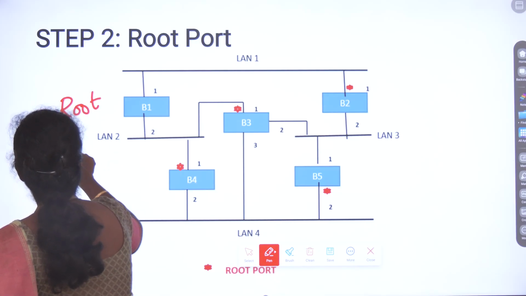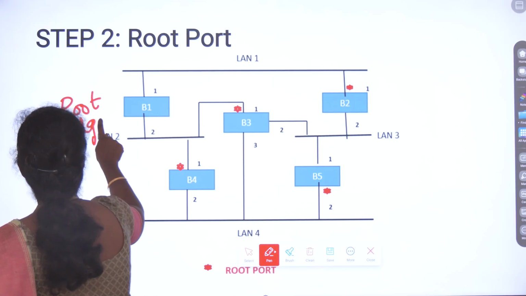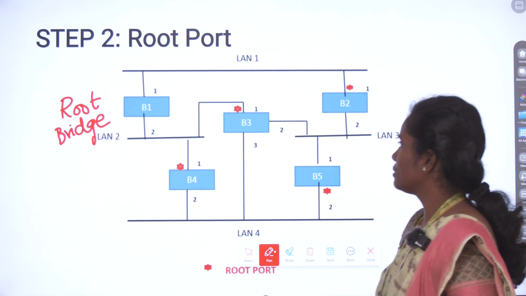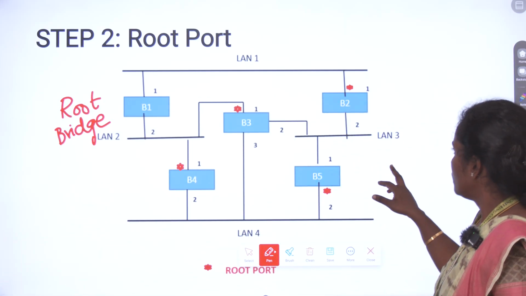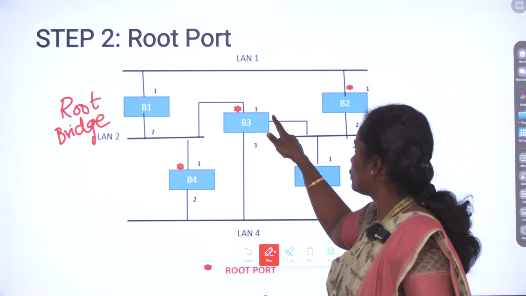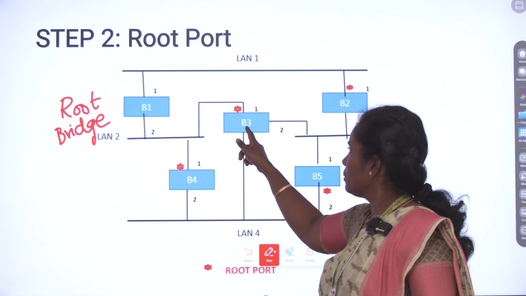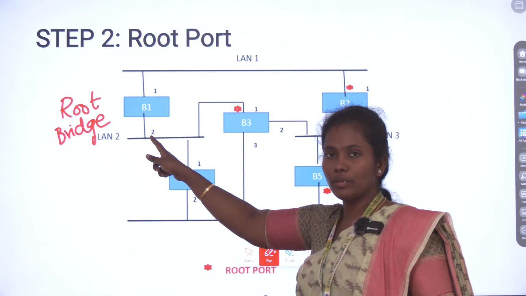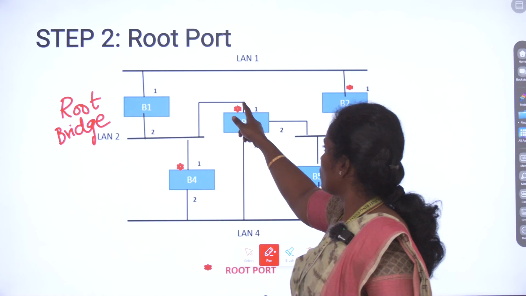This one is the root bridge. Based on this only we can calculate. Next we will take B3. In this B3 I have 3 ports, port 1, port 2, port 3. If I take port 1, it will directly connect to the root bridge, so I can choose this one as the root port.